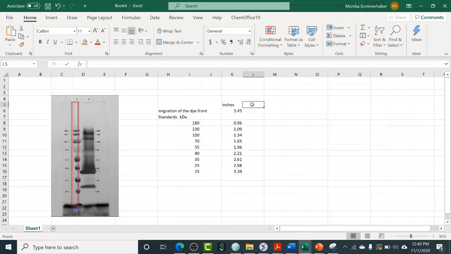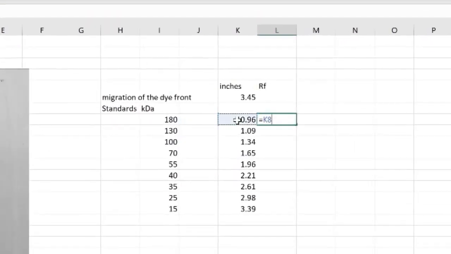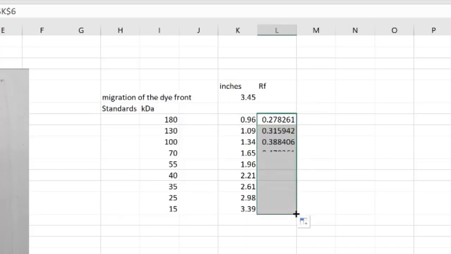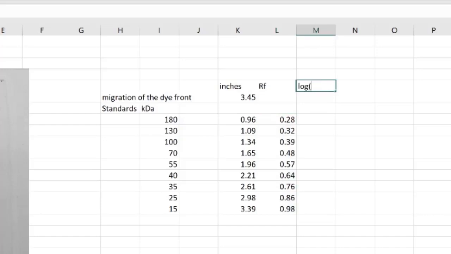To calculate the RF value, all you need to do is take the ratio of the migration distance of your standard band, and you always divide by the migration distance of the dye. So by pressing F4, I can lock the migration distance of the dye, which was 3.45 inches, in place. To make a graph, I need the log of the molecular mass in kilodalton. So it's going to be this whole row.